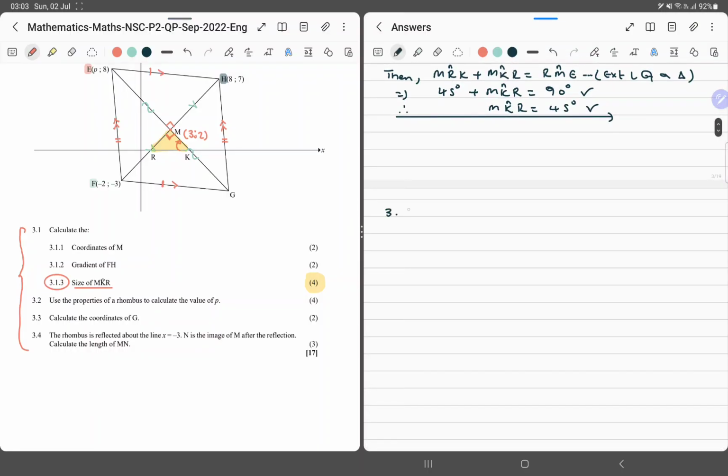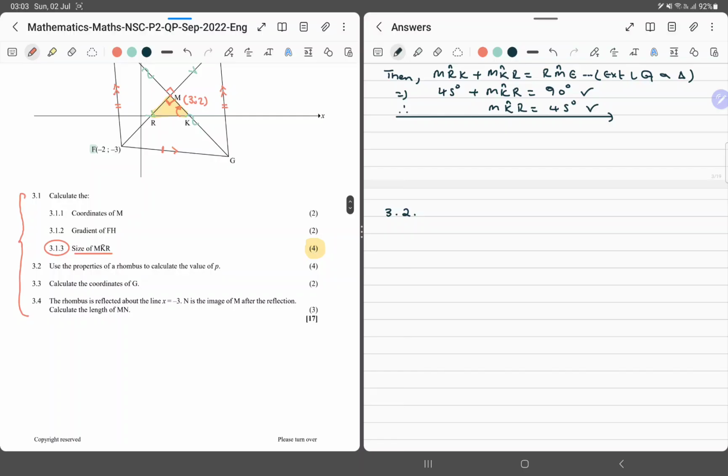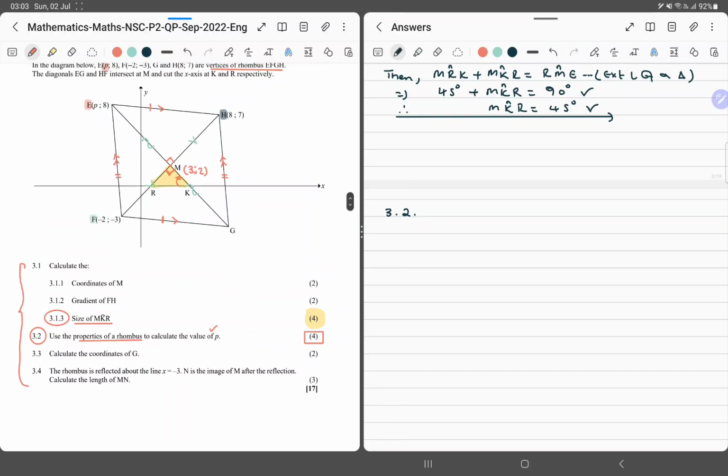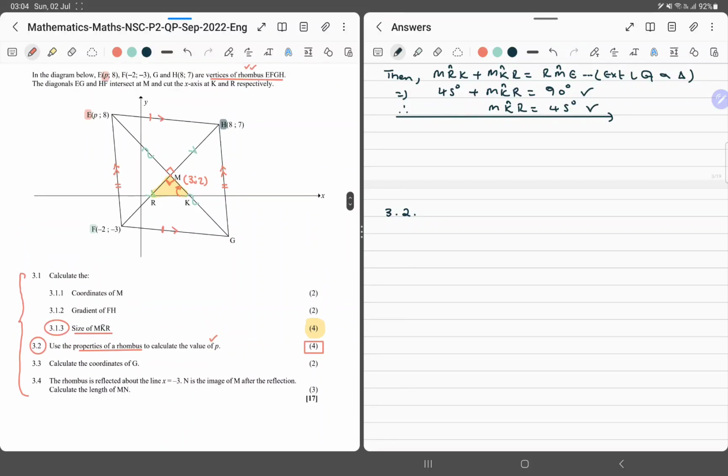Okay, let's go on. 3.2. We are told to use the properties of a rhombus to calculate the value of P. Again, 4 marks. So these are questions you should also expect to see in the so-called NBT. Why? Because these are higher grade questions. They're not easy, because things are hidden here. So what can we use here? Remember, the sides of the rhombus are all equal. It's like a square that was squashed, okay?